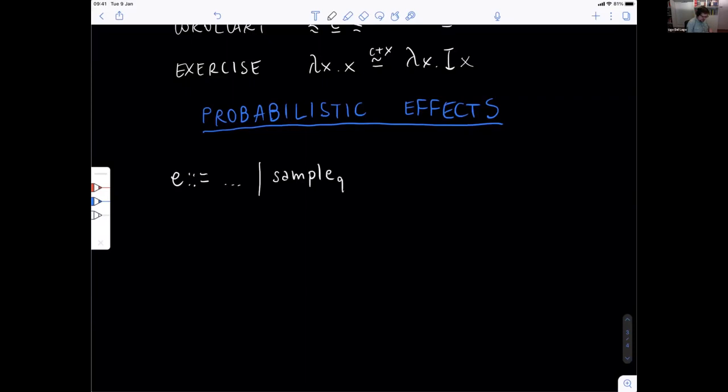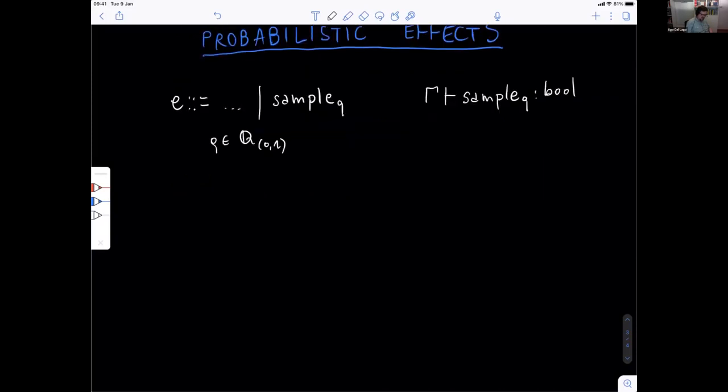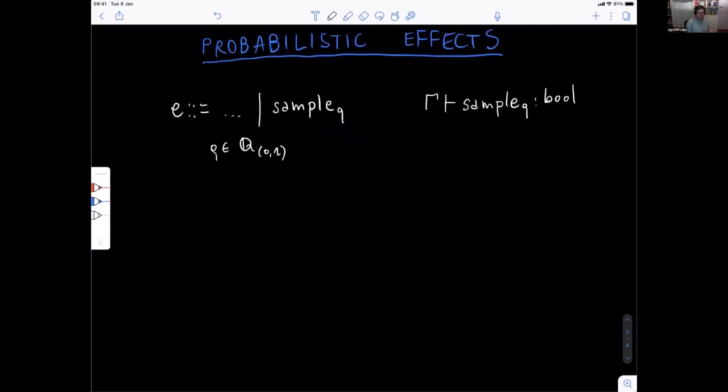Q, where Q is a rational number between 0 and 1. And the intended meaning of sample is as a primitive which returns true or false with probability Q and probability 1 minus Q. So this means that the static semantics of sample Q is the one of a term of Boolean type. So intuitively, this is already enough, right? Because you can just flip a biased coin, getting true or false with probability Q or probability 1 minus Q.